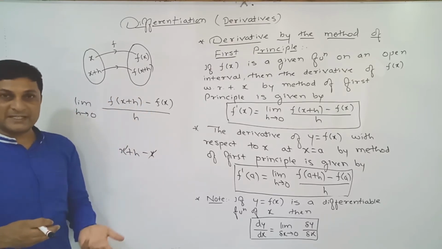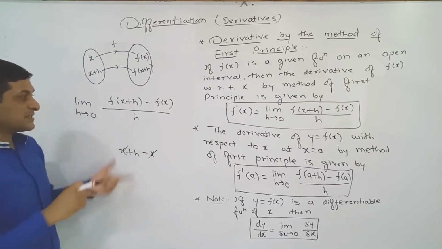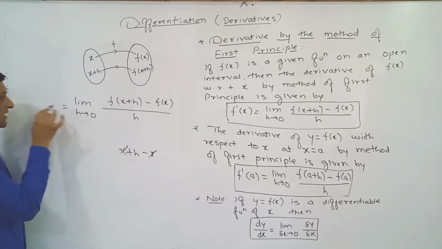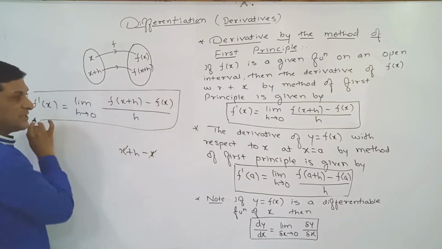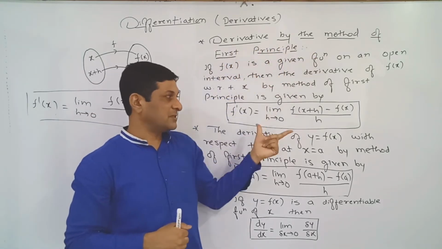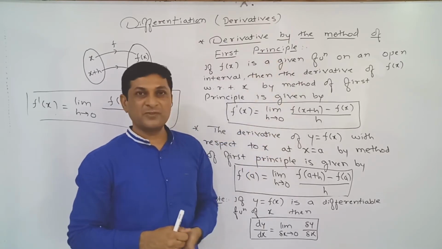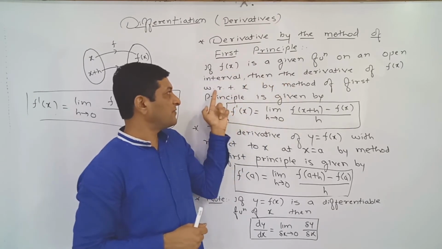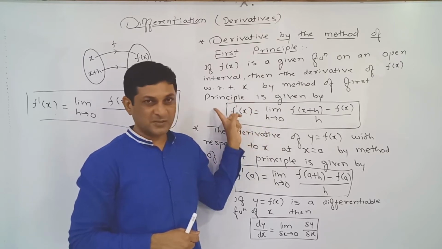When the limit exists, that part you have already studied in class 11. If this limit exists, at that time we can say that the function is differentiable, and this derivative is denoted by f dash of x. And this is called the definition of differentiation, the derivative by the method of first principle. Here f of x is a given function on an open interval.